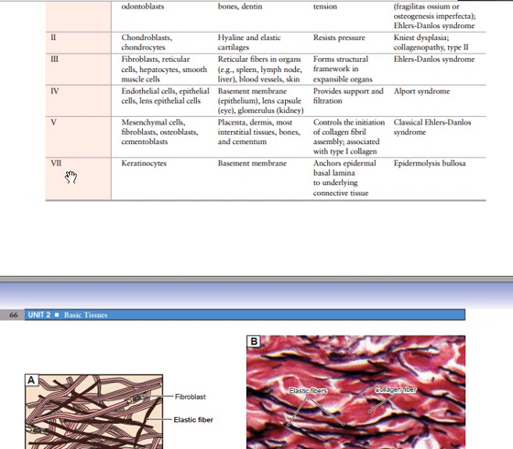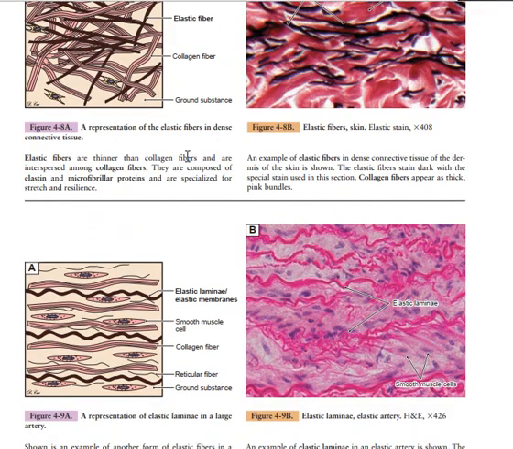The next one, we have a keratinocyte disorder in type 7 collagen fiber. We have epidermolysis bullosa. What happens here is that when you scratch yourself, you get blisters, just because you have a disorder in the production of keratinocyte.